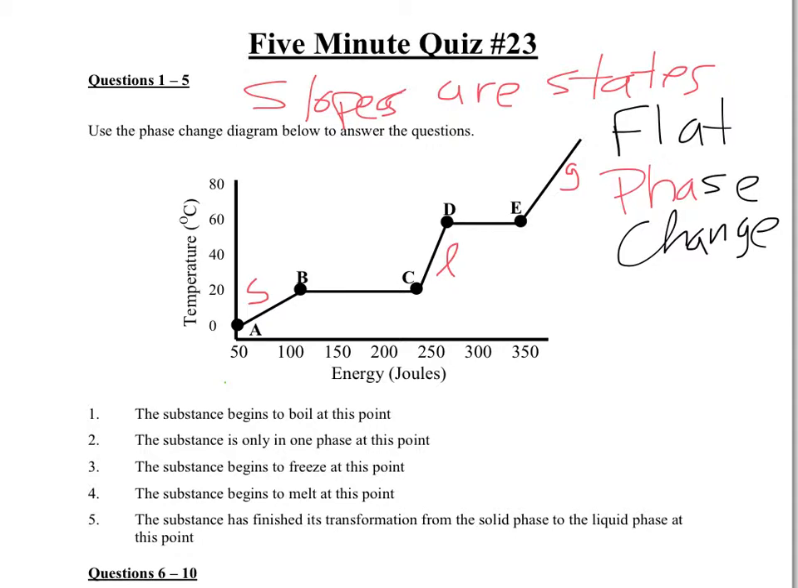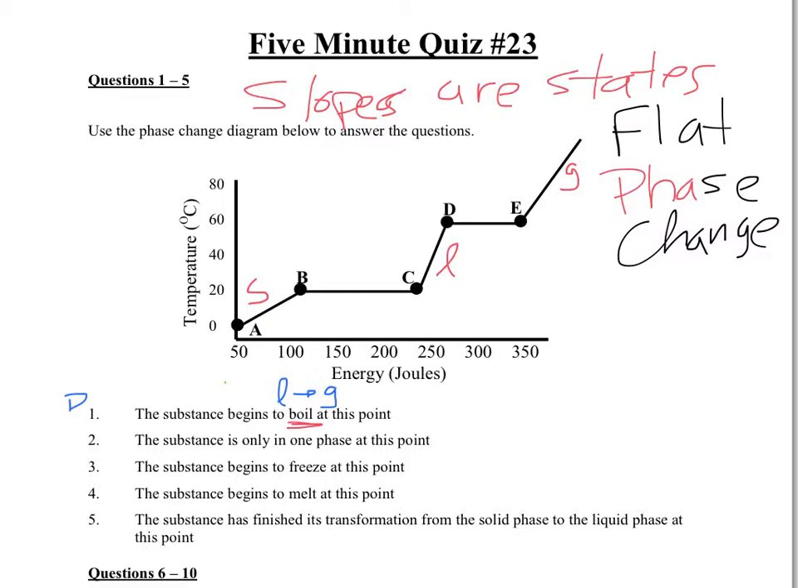All right. The substance begins to boil at this point. Now, what is boiling? From a liquid. Solid to liquid. Liquid to gas. So at what point does it begin to boil? All right, very good. It is D.